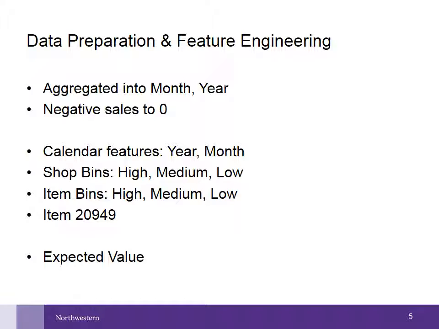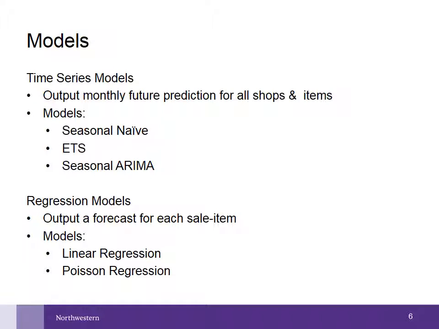I also looked at the distribution among the shops and items, looking at the historical data so that I could create an expected value, calculating the breakdown of the shop and item, multiplying it by the final monthly forecast from the time series data. In terms of the 5 models created, I looked at 3 different time series models: the seasonal naive, error trend seasonality, as well as the seasonal ARIMA. And 2 traditional regression models I also created.